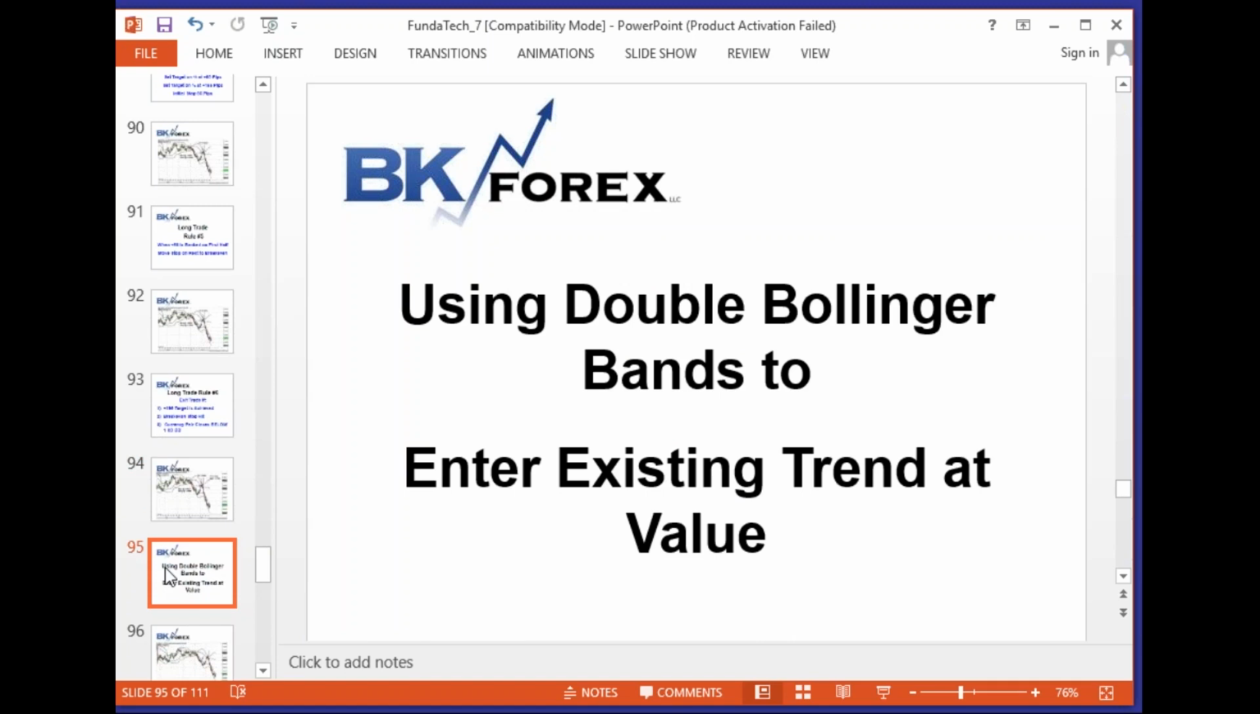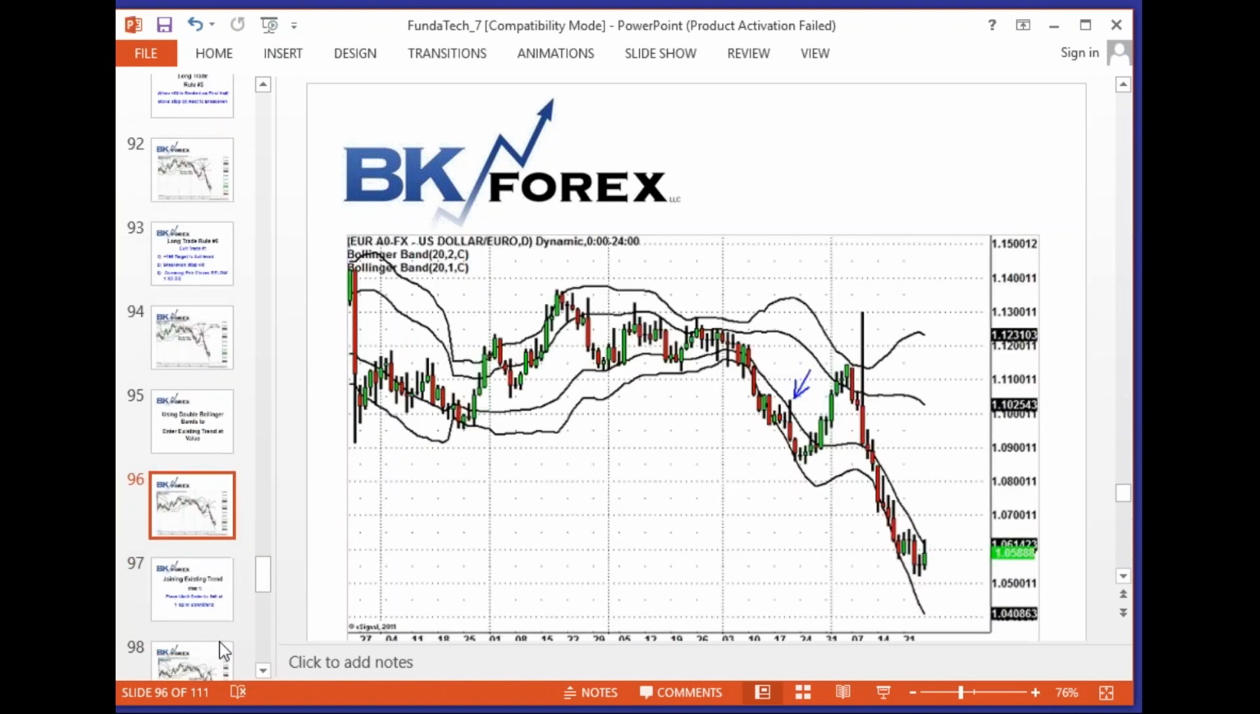And then the last way to use the double Bollinger Bands is to use them to enter an existing trend at value. So what happens if we're in an existing trend? Can you join the move? My answer is yes, you can join the move.